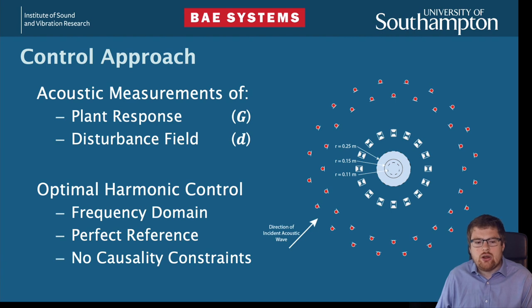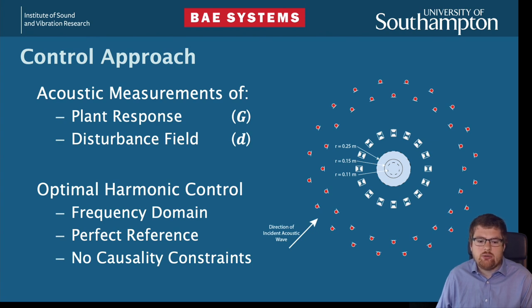Using this setup, we measured a number of acoustic responses, between each control source and each microphone to form the matrix of plant responses G, and between the primary loudspeaker and the microphones to form the vector of disturbance signals D. Doing this with and without the sphere present and subtracting the two sets of responses allows us to calculate the scattered pressure at each microphone position, which we then design the controller to minimise.